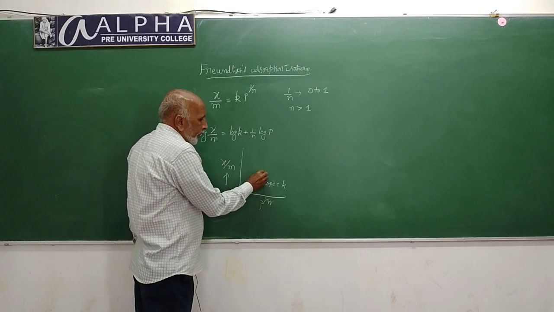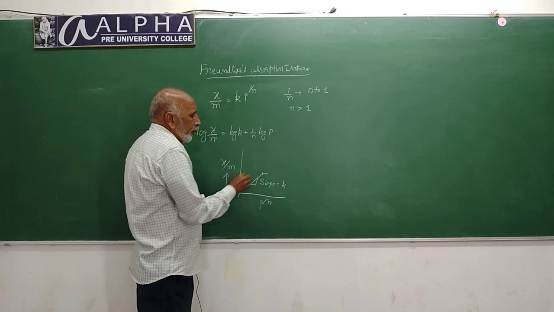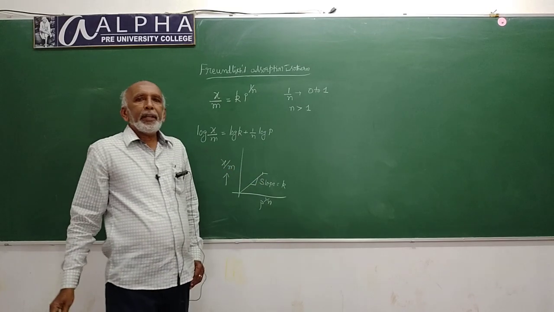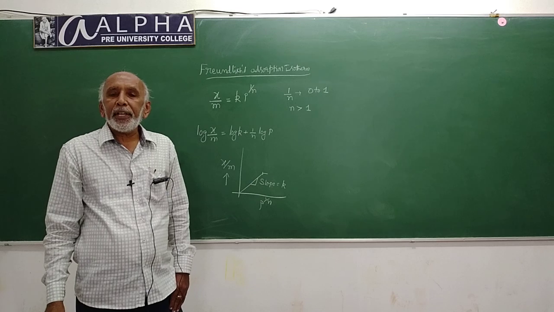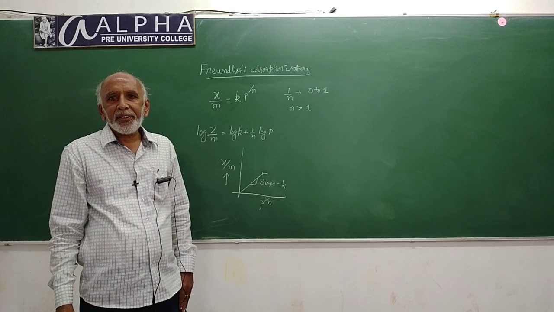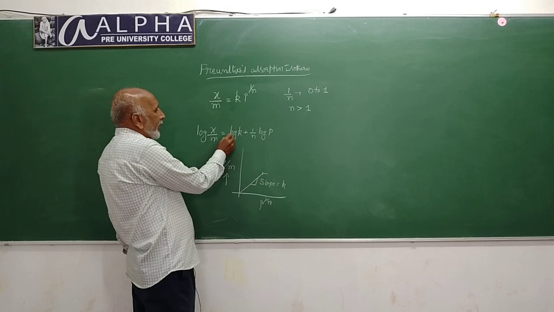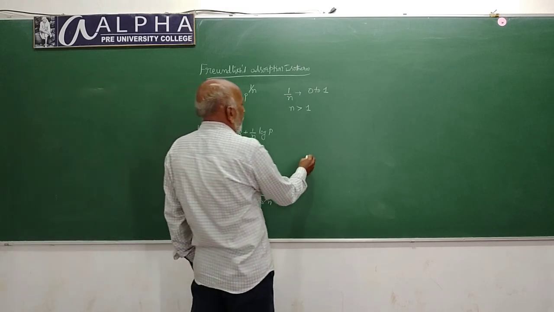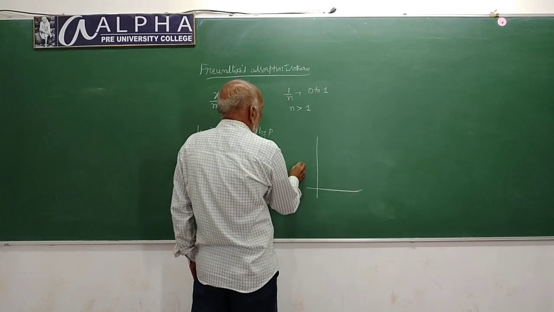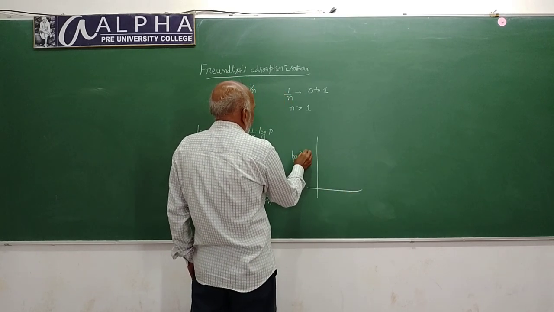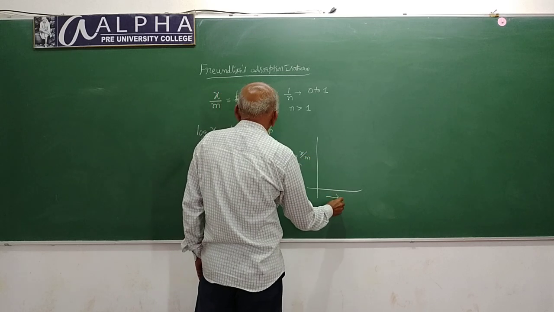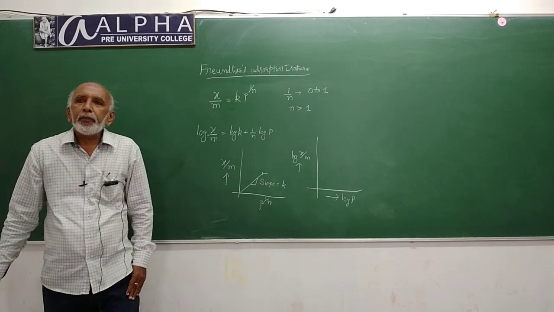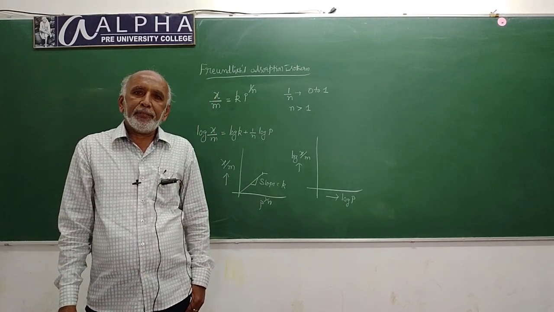The pressure corresponding to this deviation is known as the equilibrium pressure, adsorption equilibrium pressure. Okay. Now let us see the plot of this expression, that is the plot of log x by m against log p. It is also in the form of a straight line.